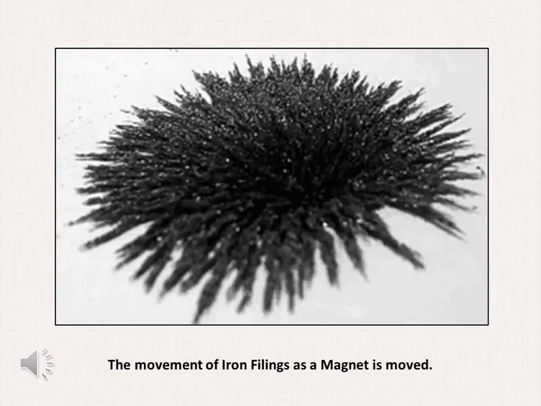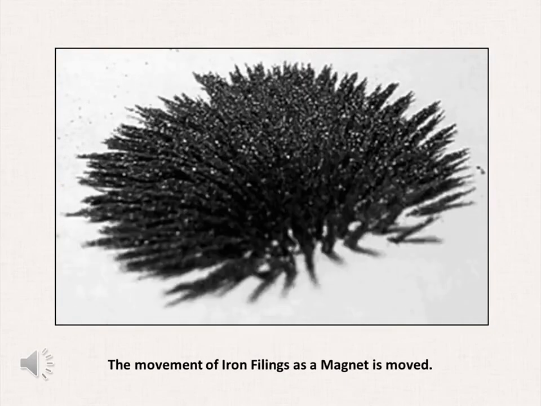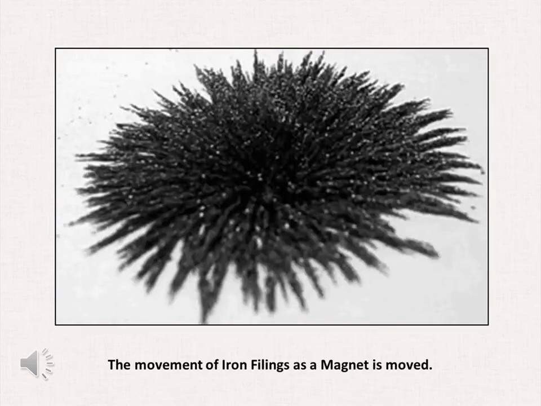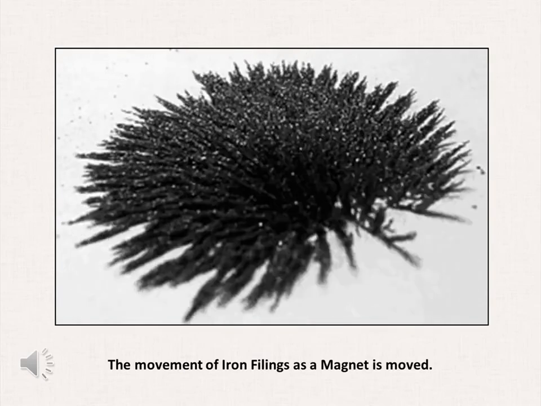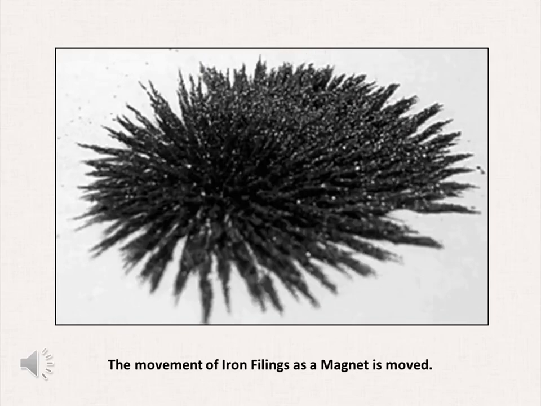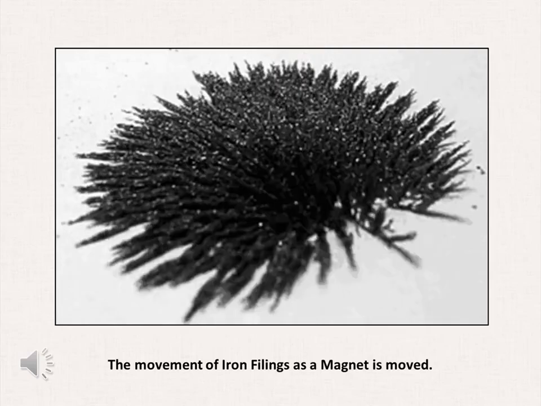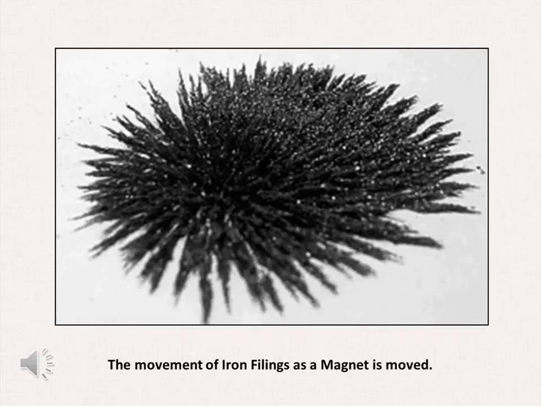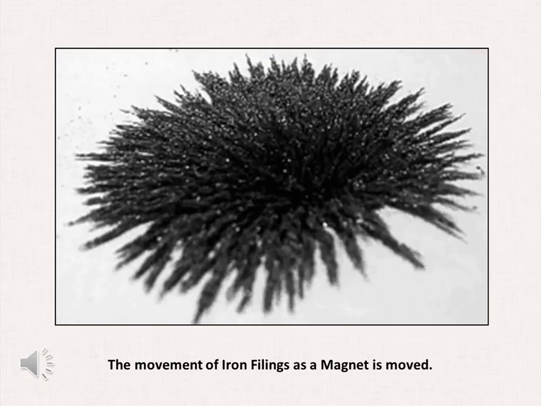Here we can see the movement of iron filings as a magnet is moved. This image is indicative of the power of the Earth's magnetism. Underneath what seems like chaos, there is real regularity. In his paintings, Turner is not trying to explain the Earth's magnetism, but is trying to express what this power is.